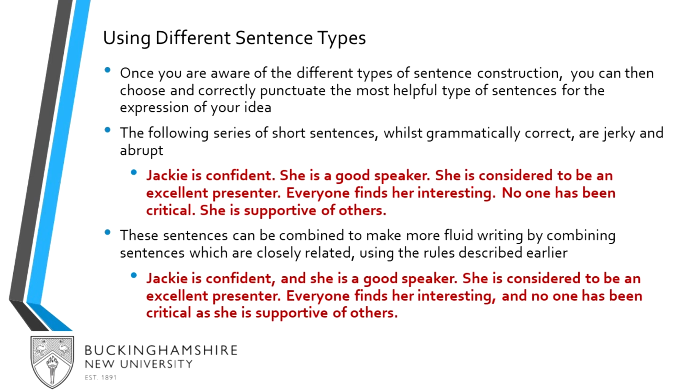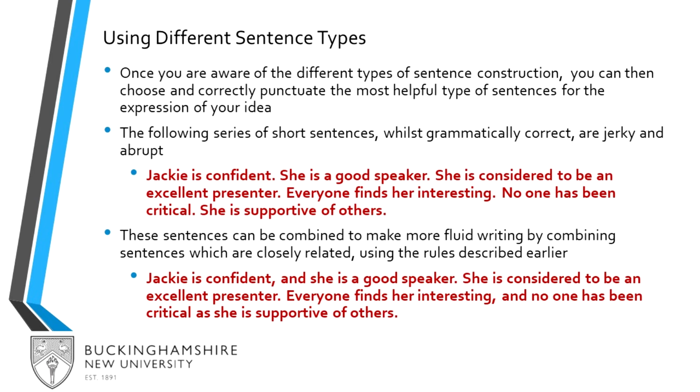So looking at the first bullet point here, we see that we're actually just using simple sentences. Jackie is confident. She is a good speaker. She is considered to be an excellent presenter. Everyone finds her interesting. No one has been critical. She is supportive of others. Okay, whilst it works and grammatically is correct, it's a bit jerky. It doesn't flow that nicely, does it?